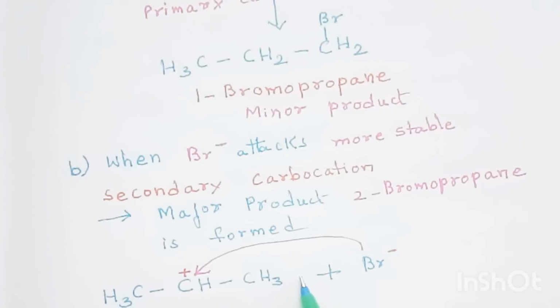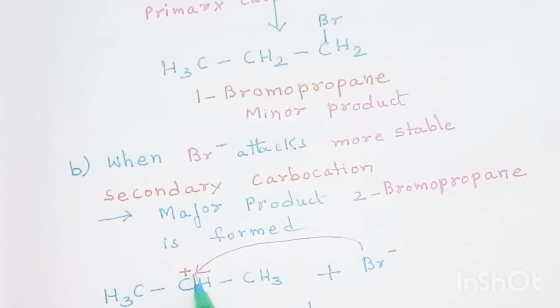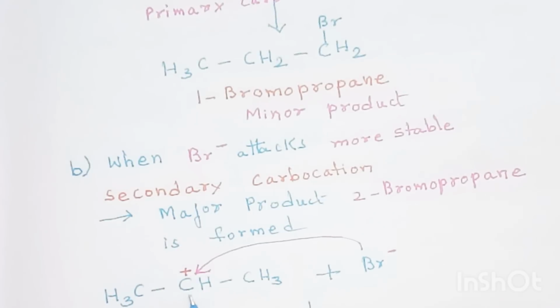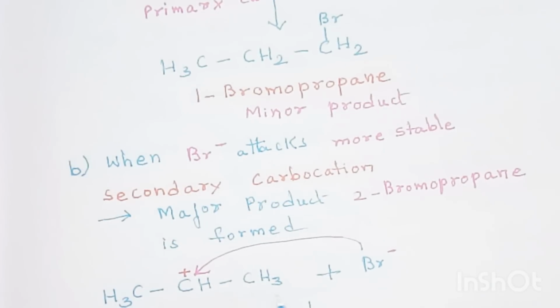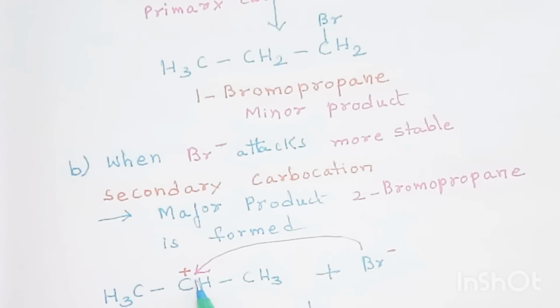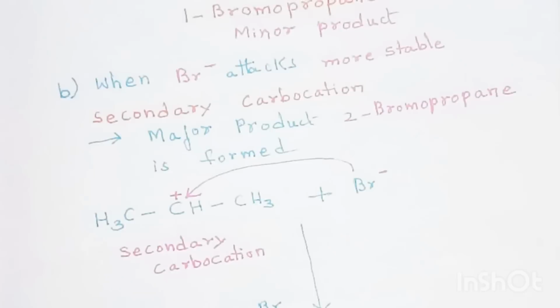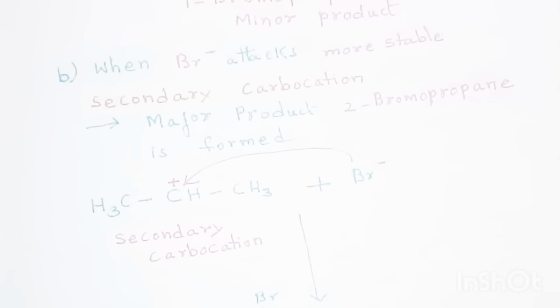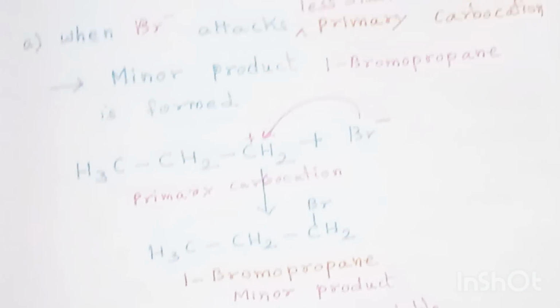This is the secondary carbocation, CH3, CH, plus charge on the second carbon atom and CH3 here. This is secondary carbocation because two carbon atoms are attached to this carbon atom. Br attacks this carbocation and becomes 2-bromopropane. This is the major product. This is Markovnikov rule.